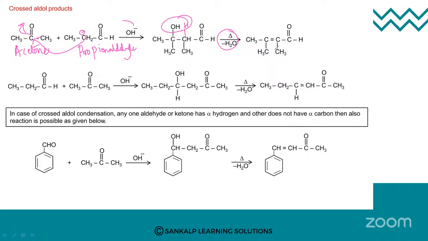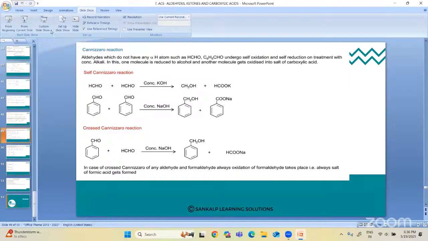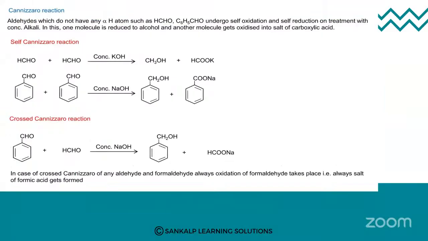Let us go further. So next is the Cannizzaro reaction. In the Cannizzaro reaction, aldehydes which do not have any alpha hydrogen, such as formaldehyde or benzaldehyde, undergo self oxidation and self reduction on treatment with concentrated alkali. Here one molecule is reduced to alcohol and another molecule gets oxidized to the salt of carboxylic acid. So let us see the example.